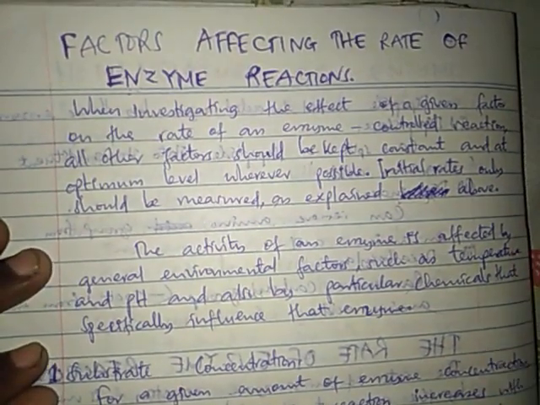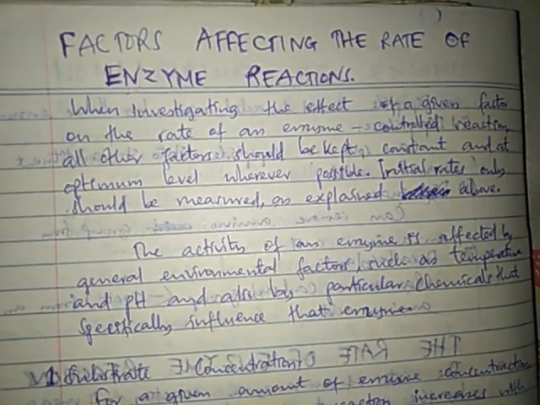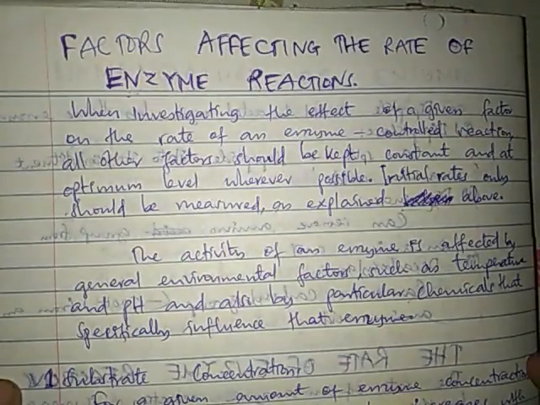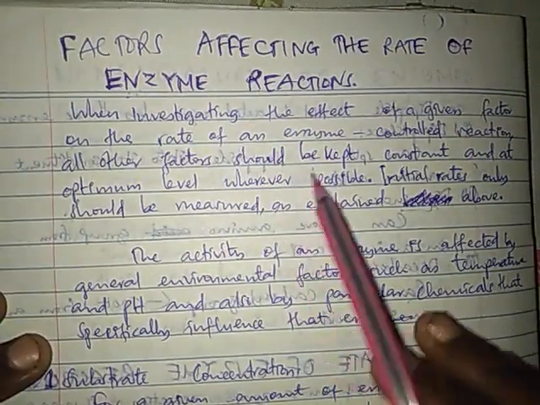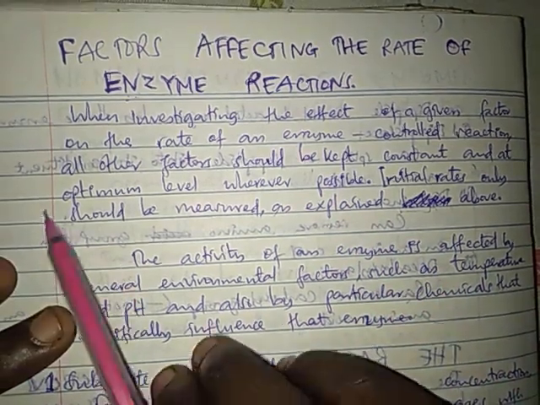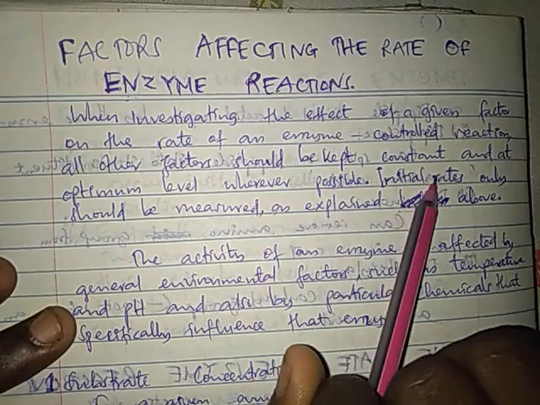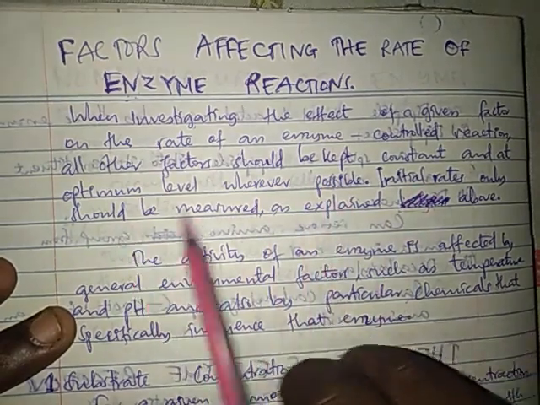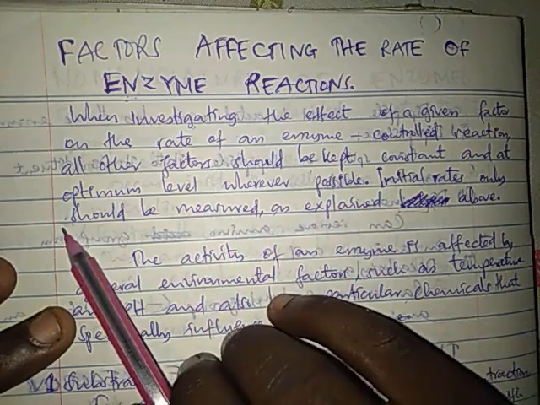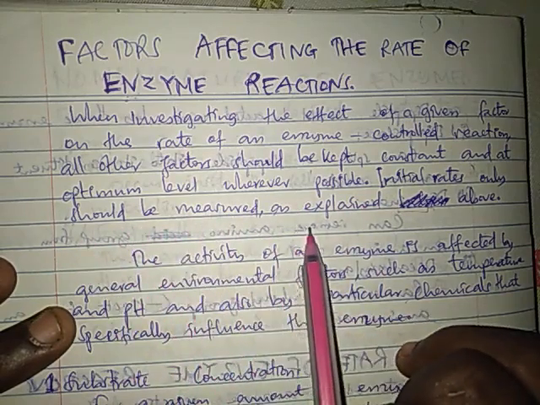So now let's jump to the factors affecting the enzyme's activity. Factors affecting the enzyme's activity. When investigating the effect of a given factor on the rate of enzyme controlled reaction, all other factors should be kept constant and at optimal level whenever possible. Initial rates only should be measured as explained above. Kwa hiyo unapima initial rate na pia unaziweka other factors to be constant.